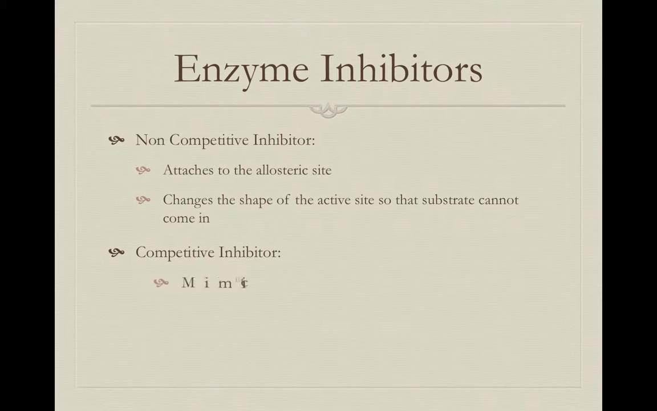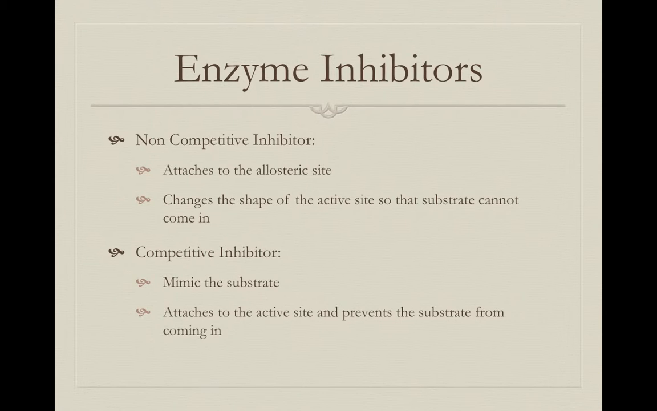A competitive inhibitor mimics the substrate, and it attaches to the active site and prevents the substrate from coming in. And it doesn't attach and stay there, it attaches and comes out, attaches and comes out. But it does that so many times that it's hard for the substrate to come in, so it can catalyze the reaction. And therefore, that's how it inhibits the process.